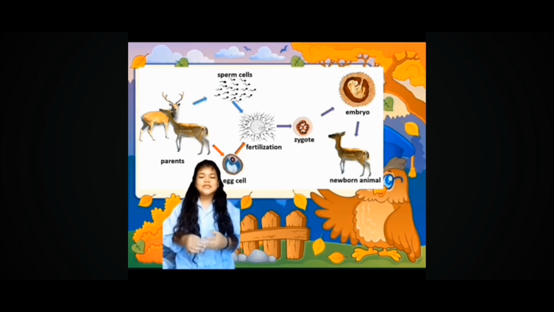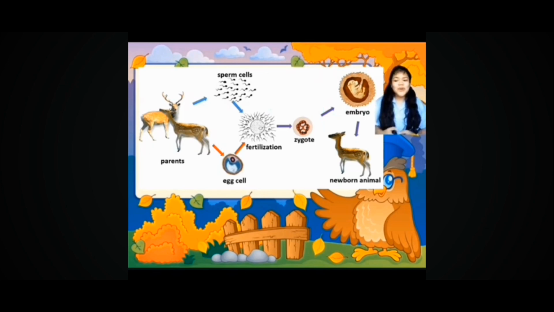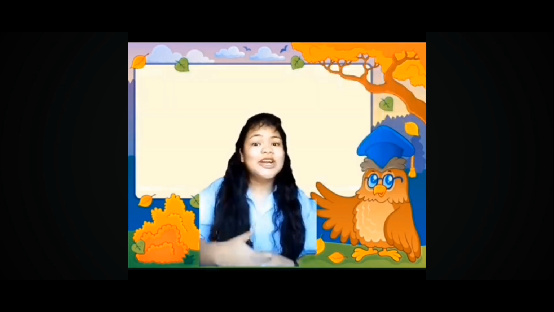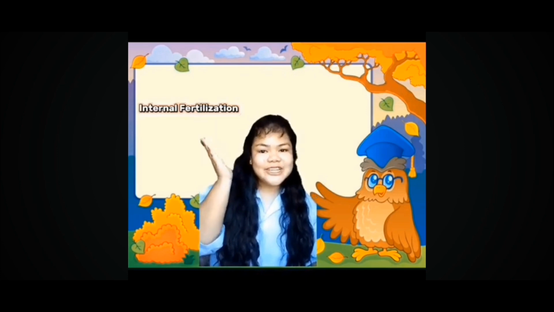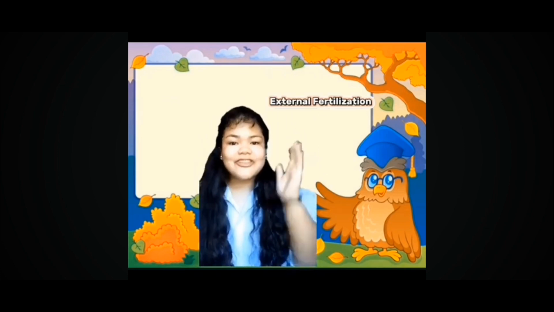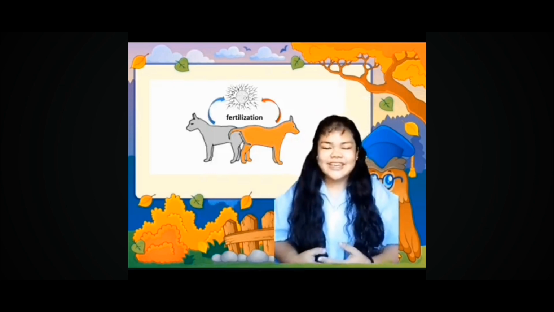Now, let's move on to fertilization. Fertilization takes place when a sperm unites with an egg cell. The fertilized egg is called a zygote, which develops into an embryo. The embryo undergoes continuous development until it eventually grows into a newborn animal. So class, there are two kinds of fertilization in animals. First, internal fertilization. Second, external fertilization.